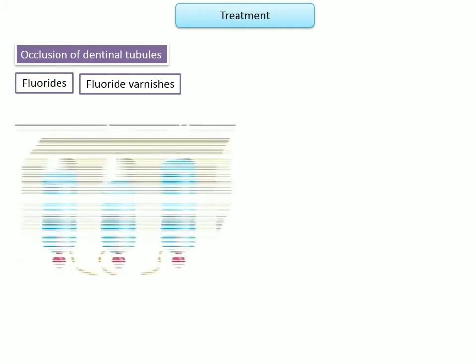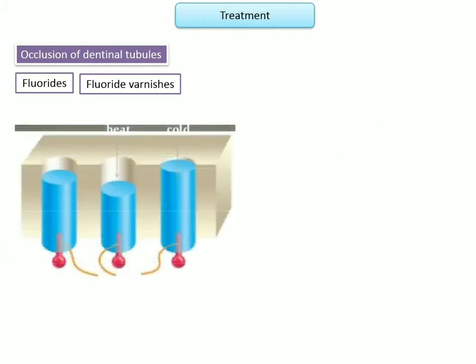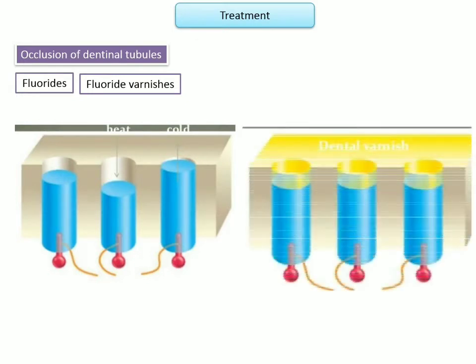So in the first image, you can see in response to heat, the fluid gets evaporated and reduces in volume, whereas in response to cold stimulus, there is an increase in volume of the dentinal fluid. And when we apply a layer of dental varnish, which in this image is represented by the yellow color, it blocks the dentinal tubule, so the stimulus, either hot or cold, is not able to act on the dentinal fluid, and it remains constant in volume.